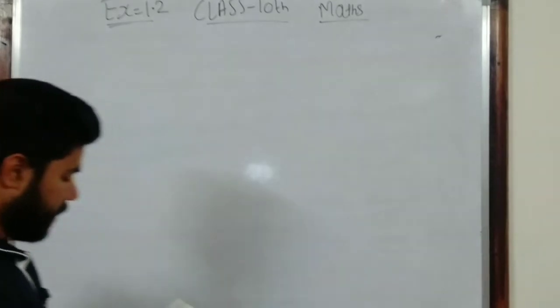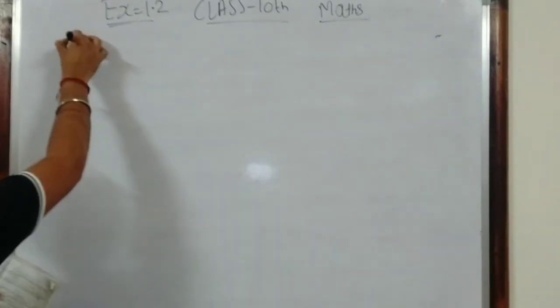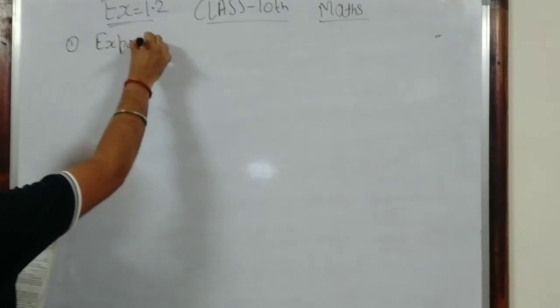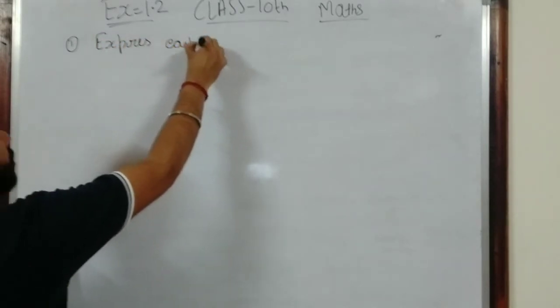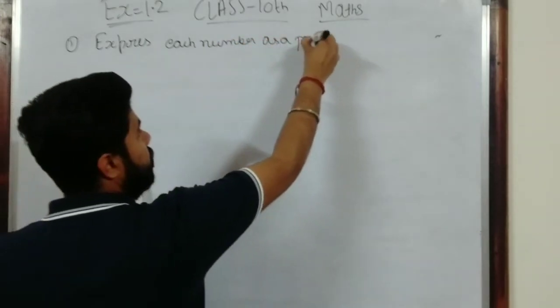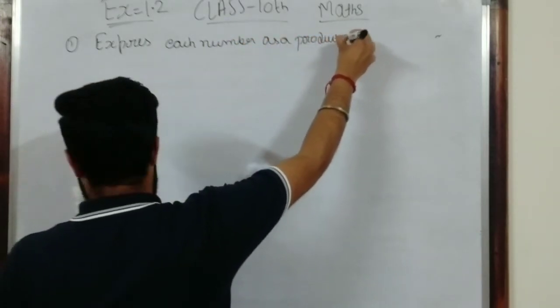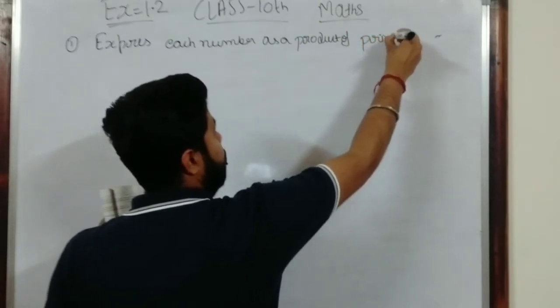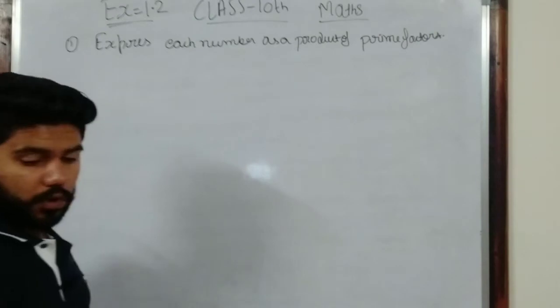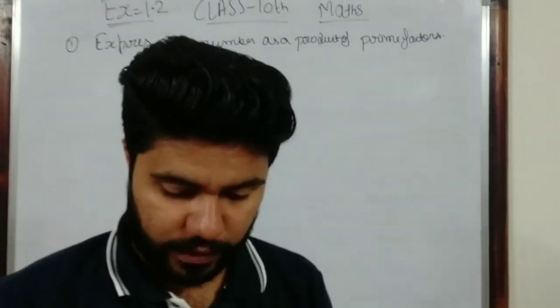Express each number as a product of prime factors. बहुत ही easy exercise है. The first question is: express each number as a product of prime factors. Okay, let's start with the first question.